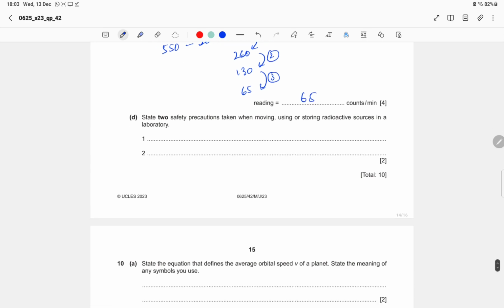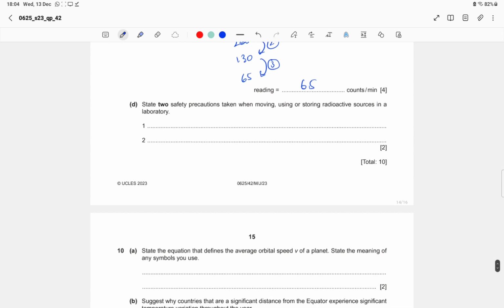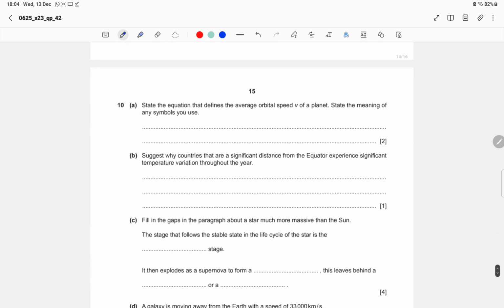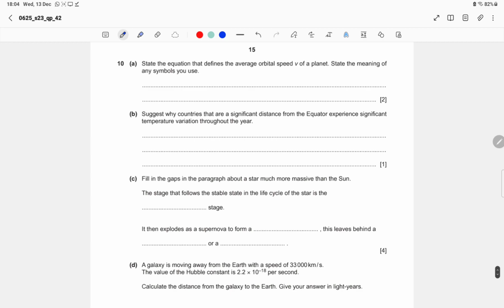State two safety precautions taken when moving, using or storing a radioactive source in a laboratory. So use lead boxes to move the radioactive element. Keep distance. Use tongs, gloves. Okay, that's it.